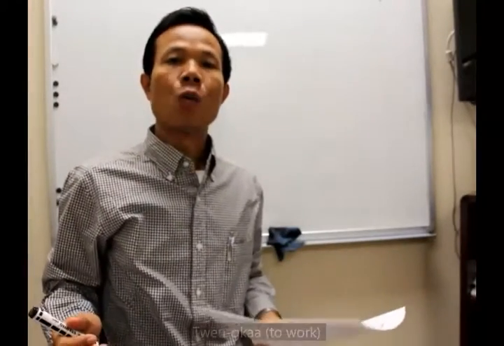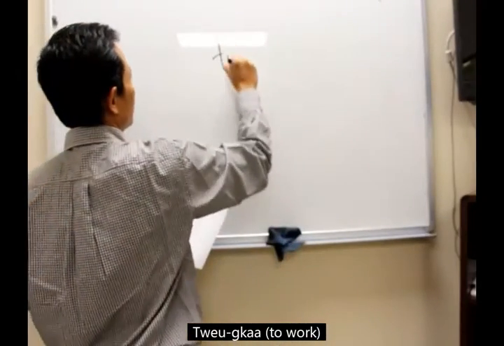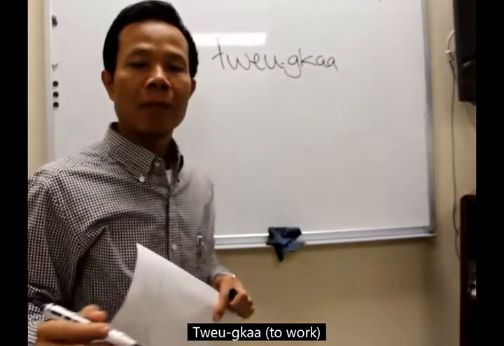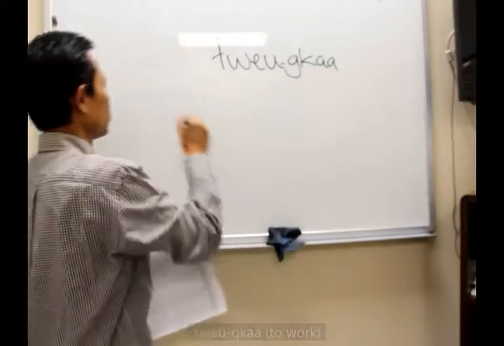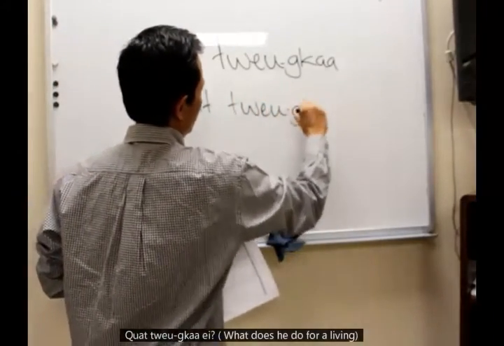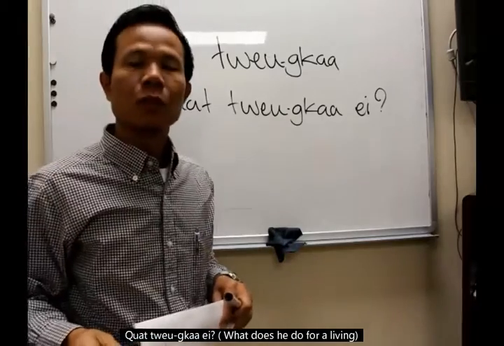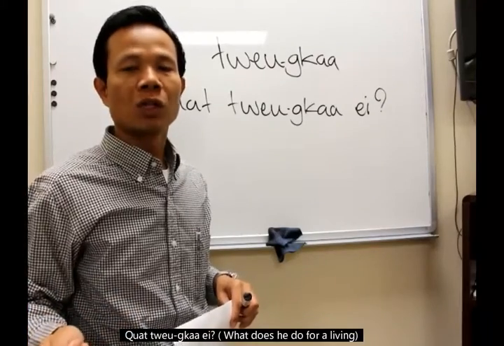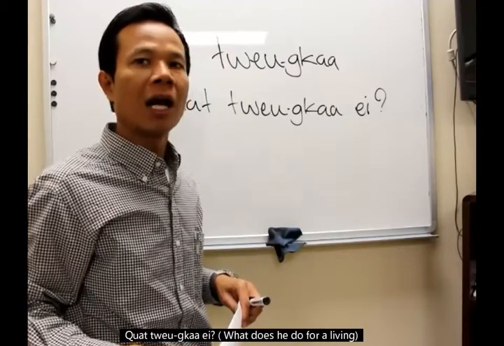To work is twer ka. You can say got twer ka ai. What is he doing? What is his job? So twer ka is work.